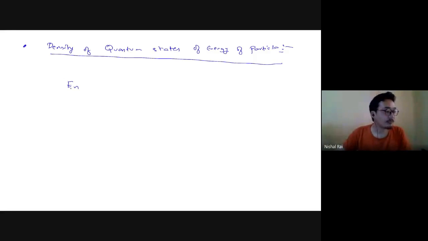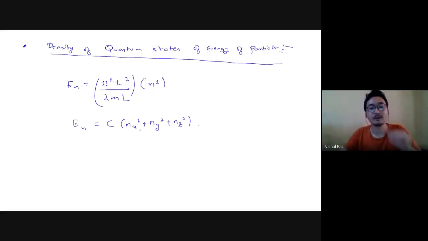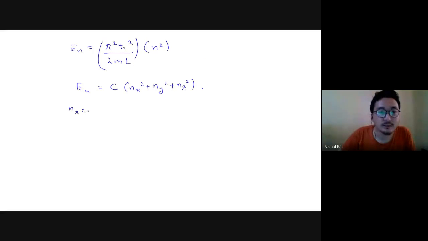Good, exactly. Let's consider a particle in a box in quantum mechanics. The energy over there will be given by what? Pi square h-bar square divided by 2mL, where L is the length of the box, times n square, basically proportional, where n square will be given by what? Let's write this as constant c, times nx square plus ny square plus nz square. The ground state is given by what? nx equals ny equals nz equals 1.